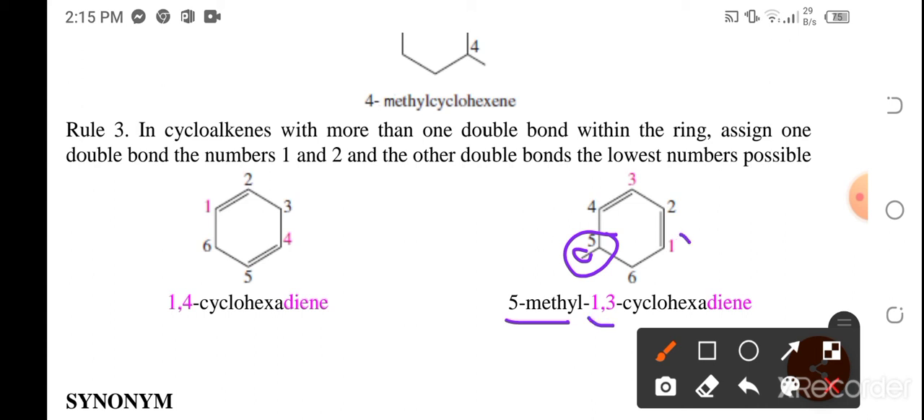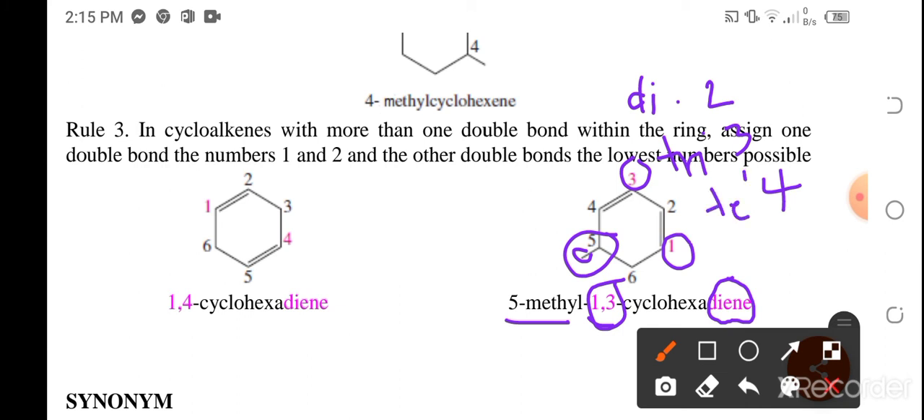The 1, 3, this is 1 and 3. So may dalawang number dyan. Ibig sabihin, you have to use the di-. So kapag may tatlo dyan, so tri. Always bear in mind if there are two of the same substituent or double bond, we are using the di prefix for 2. If there are 3, you are using tri. If there are 4, you use tetra. And if there are 5, you use penta, 6, hexa, 7, hepta, 8, octa, and so on.